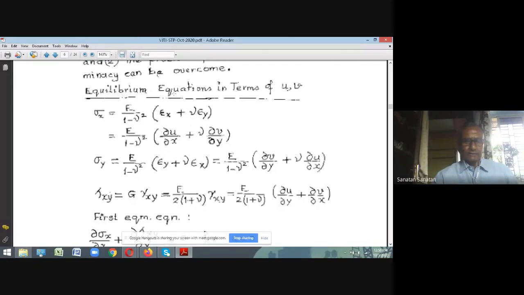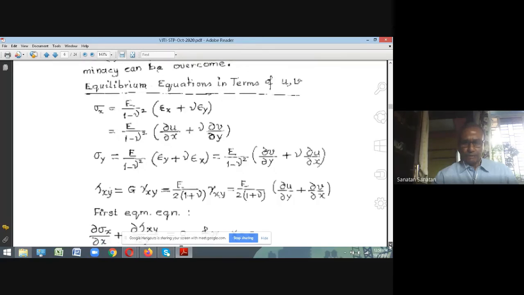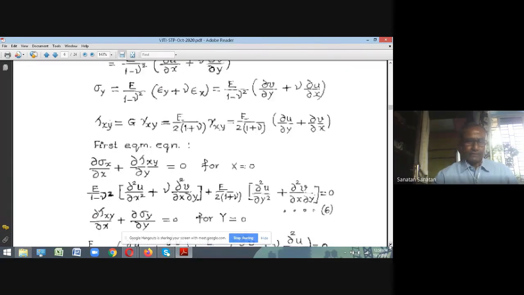Sigma x, we have just now derived, is given by generalized Hooke's law: E by 1 minus mu square, delta U delta x plus mu times delta V delta y. Sigma y similarly is E by 1 minus mu square into delta V delta y plus mu delta U delta x, and tau xy is nothing but E by 2 into 1 plus mu, delta U delta y plus delta V delta x. So let's now write the equilibrium equations in terms of these stresses.